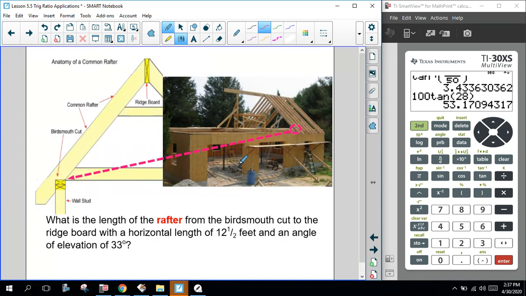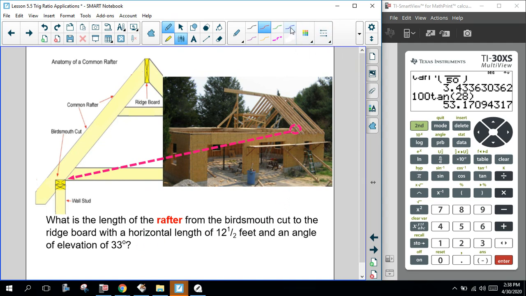I can remember one summer I was working with my wife's uncle, and he was building a garage similar to what you see in the picture here. And we were working on putting the rafters up, like you can see that they're working here on this particular garage. And he had a blueprint, and his question for me was, what was the length that the rafter needed to be from the bird mouth cut to the ridge board with a horizontal length of 12.5 feet and an angle of elevation of 33 degrees.